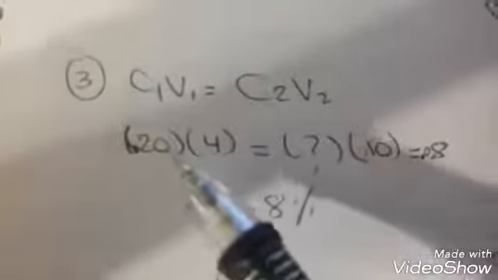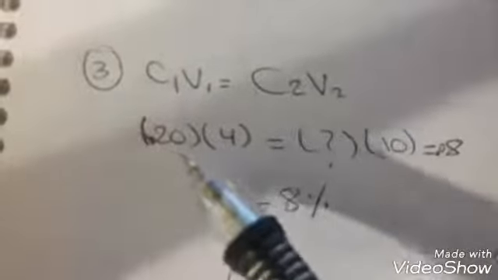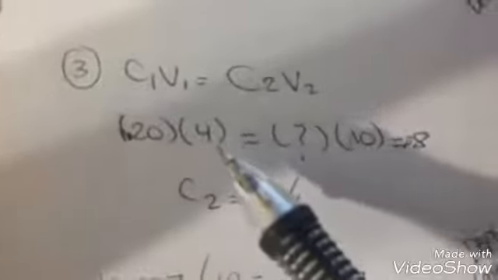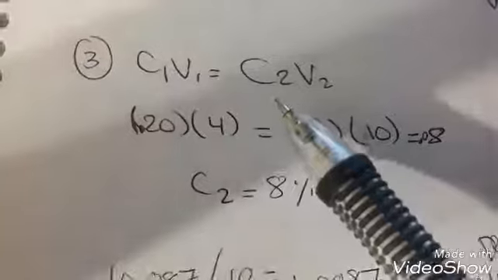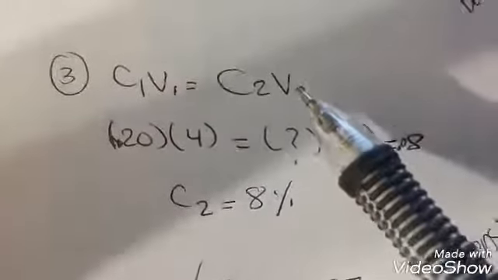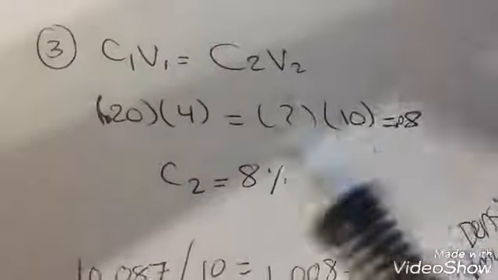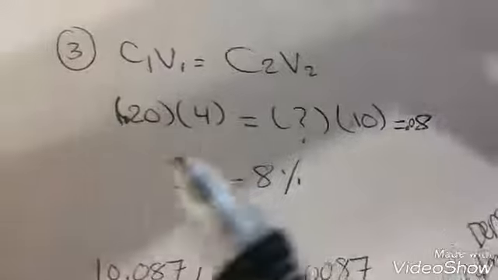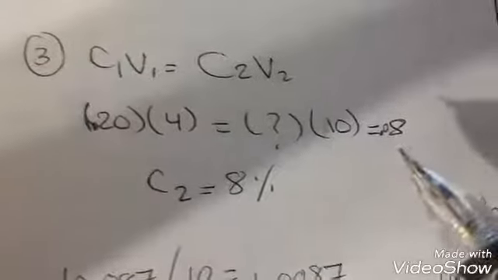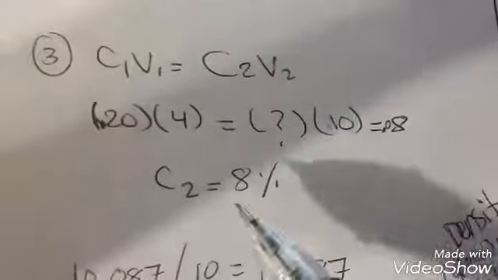The concentration of our stock solution was 20%, 0.20, times 4 milliliters, equals the concentration of our diluted solution, which we're trying to figure out, times V2, which is the volume of the diluted solution, 10 milliliters. Solving the equation results in 0.08 times 100 equals 8%. That's the concentration of our diluted solution.